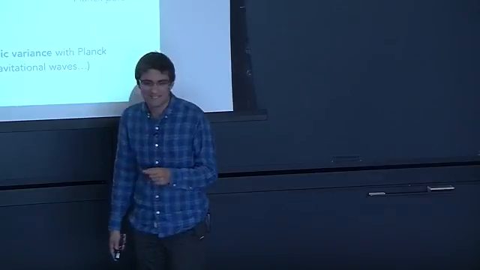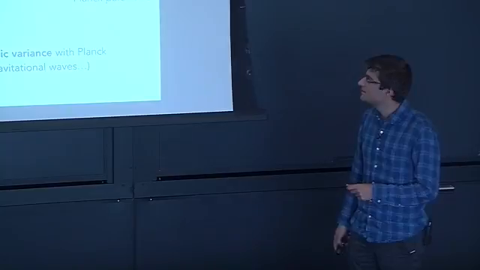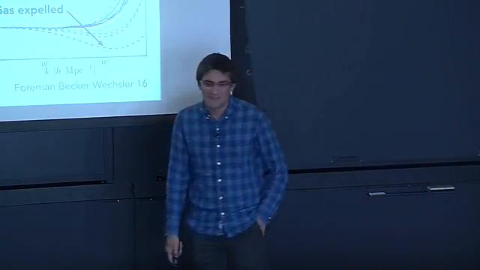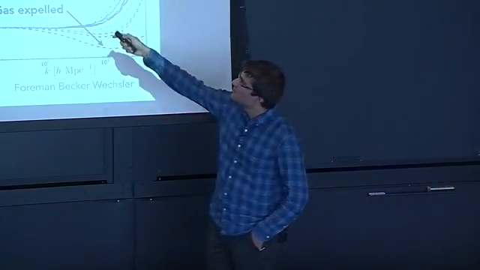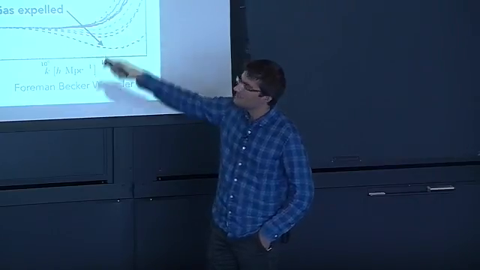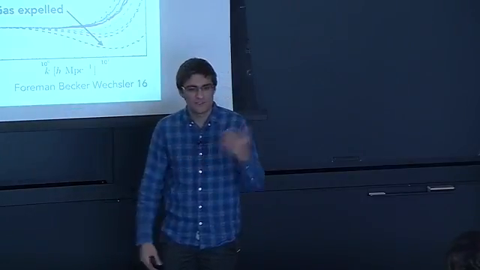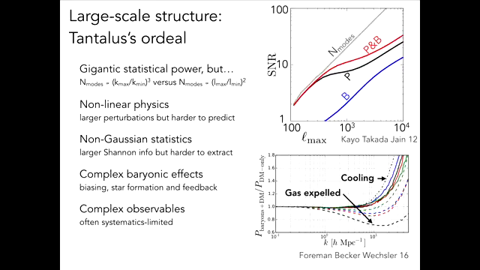And one very tantalizing way of going beyond the primary anisotropies of the cosmic microwave background is to look at the large-scale structure. To me, the large-scale structure is this very tantalizing thing. I say tantalizing because on the one hand, you have the promise of this gigantic statistical power. That's due to the fact that you're probing a whole volume of the universe as opposed to just the surface. And so the number of Fourier modes that you can access is basically huge. It scales as the cube as opposed to the square of the resolution of your experiment.